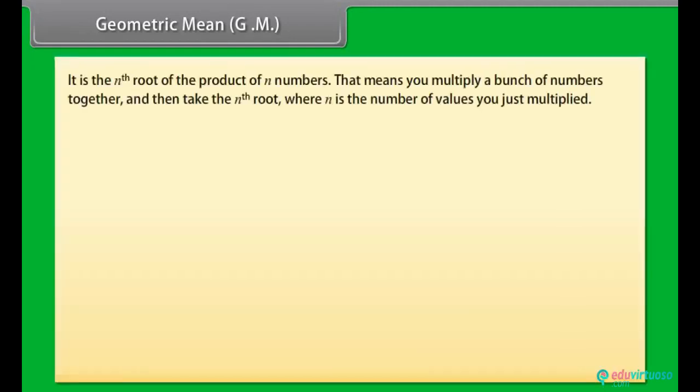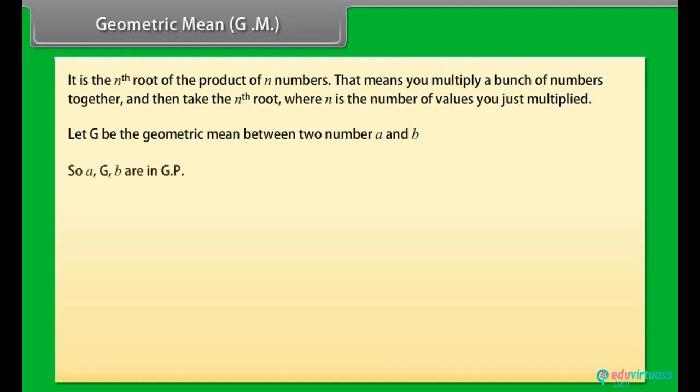Geometric mean, GM. It is the nth root of the product of n numbers. That means you multiply a bunch of numbers together and then take the nth root, where n is the number of values you just multiplied. Let g be the geometric mean between two numbers, a and b. So, a, g, b are in GP. g/a = b/g, or g² = ab. Therefore, g = √(ab).